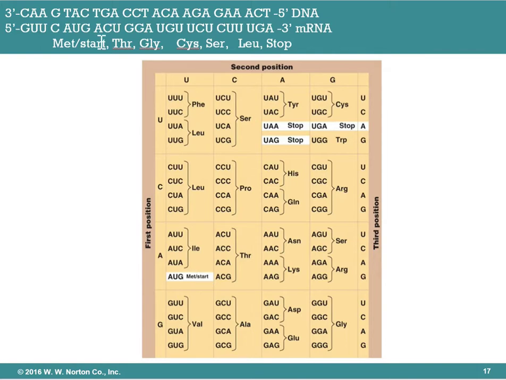And then our next one was ACU. So A, C, and U, so that's threonine, so THR. And then you'll do that for every single one until you reach, like, if I only said do the first 4, then you would stop right here.